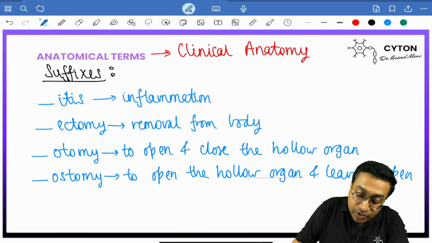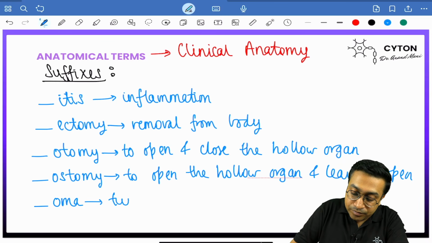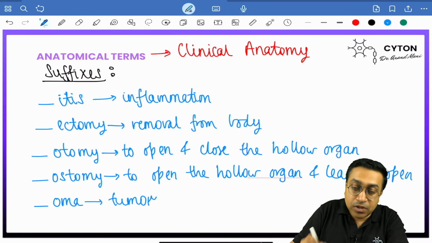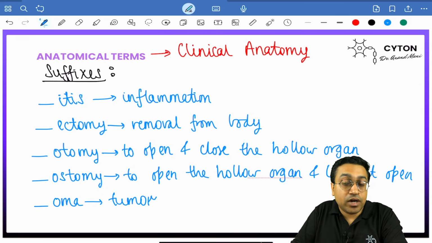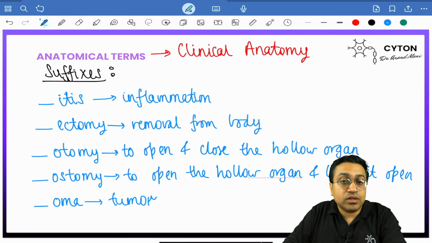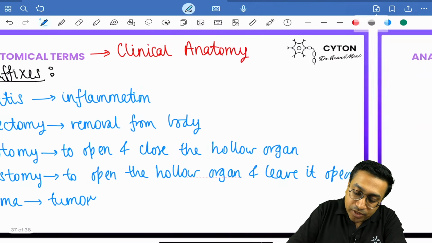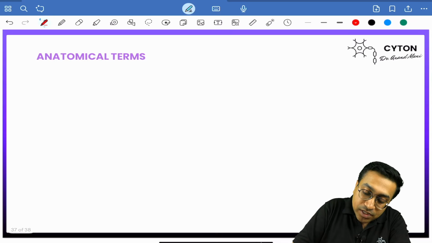Then you have the word oma, that means a tumor. Classical, like the lipoma, tumor of the adipose cells. Osteoma, tumor of the bone. Hemangioma, tumor of the blood vessels. So these are the basic suffixes which you should be knowing. Then I will talk to you about other terms in clinical anatomy.